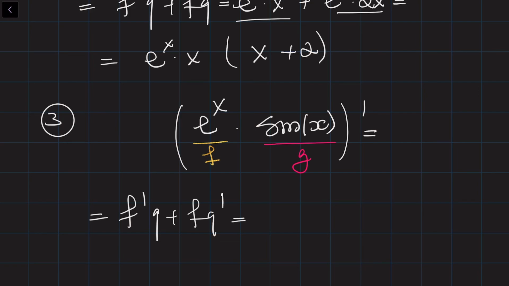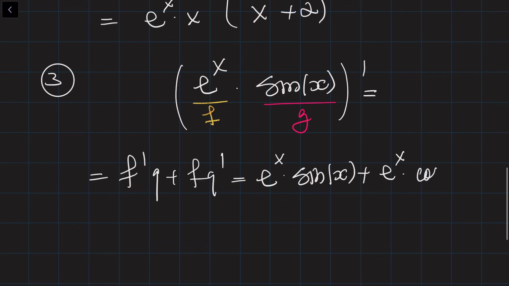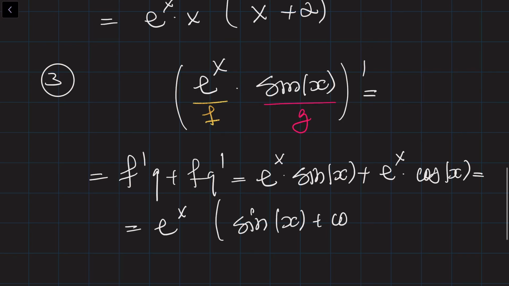The derivative of f is simply e to the power of x, times sine of x, plus the first function, e to the power of x, times the derivative of the sine, which is equal to cosine of x. We can take e to the power of x out of the brackets, and what is left inside is simply sine of x plus cosine of x.